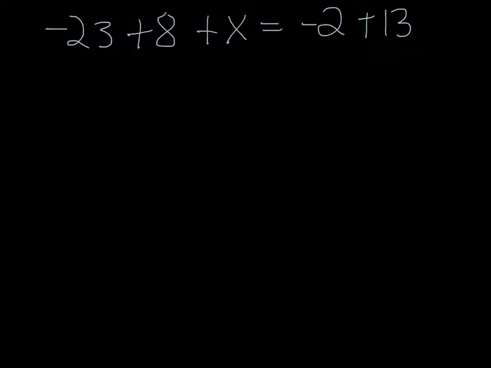Okay. So this time there aren't x's to combine, we have numbers to combine. So now we need to combine these guys and we need to combine these guys. So negative 23, I'm in the hole 23 bucks. Somebody gives me $8. Where am I at now?